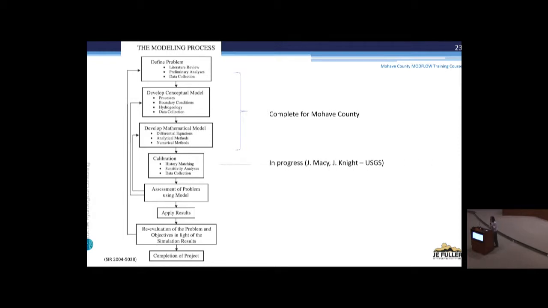Right now, you're in the process of getting a new model design, and the calibration part of that is ongoing, as far as I know, with James Macy and Jake Knight at USGS. What they're doing is looking at historical water levels, so history matching, whatever water levels existed from old wells, not many. I think they had like 16 to match for the steady state model, so not much.